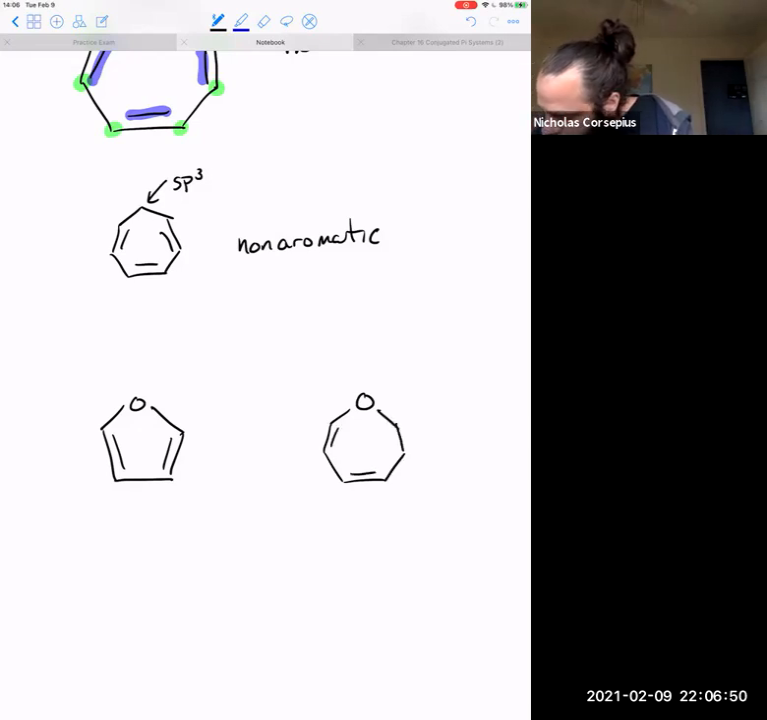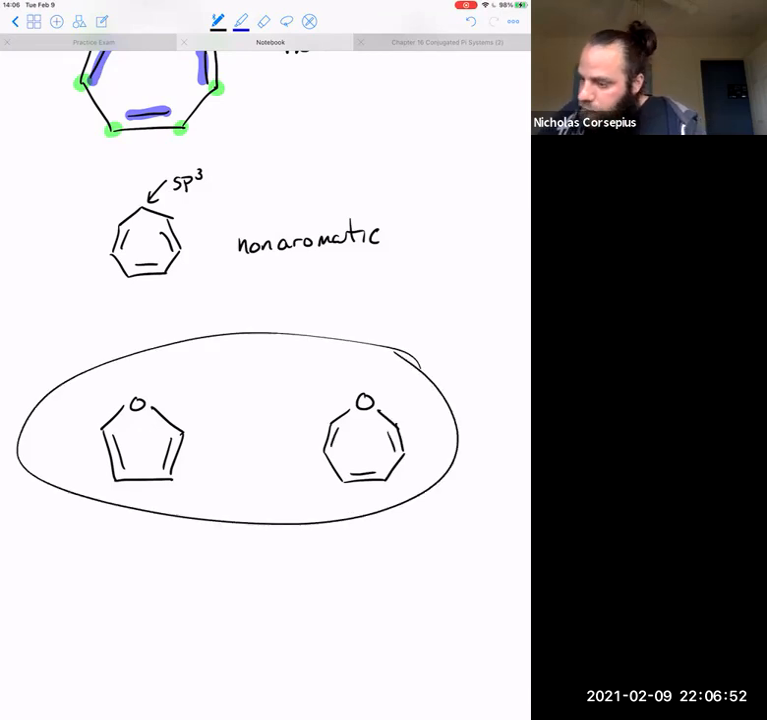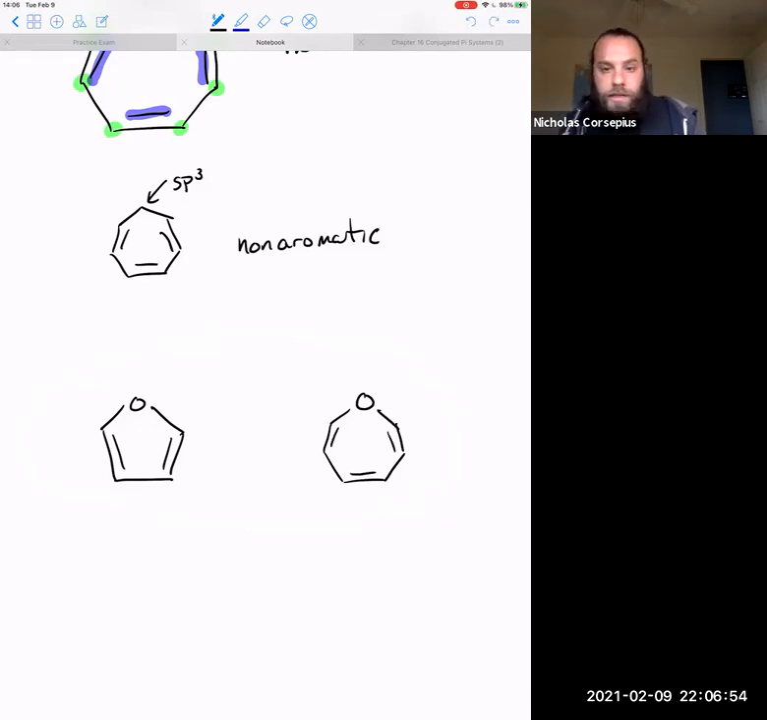All right, so let's do one more example here using these 2 compounds. One of these is aromatic, one of these is non-aromatic. See if you can tell me which one's which.